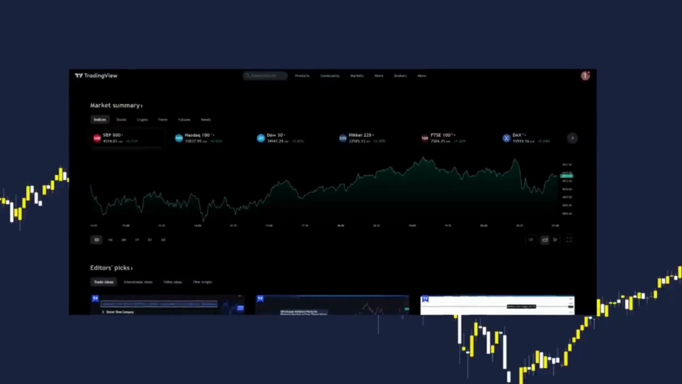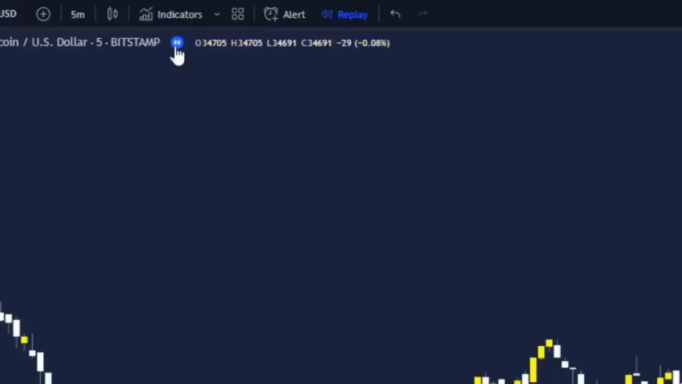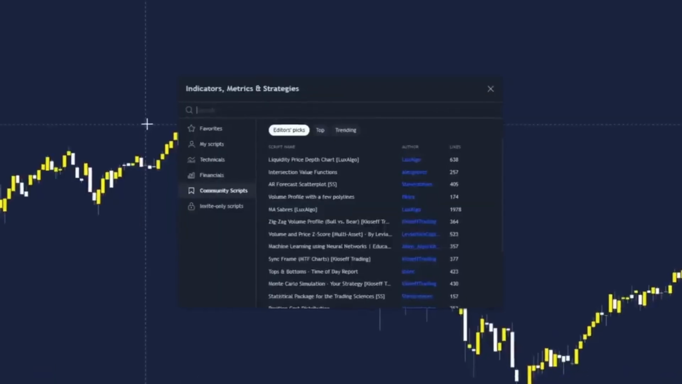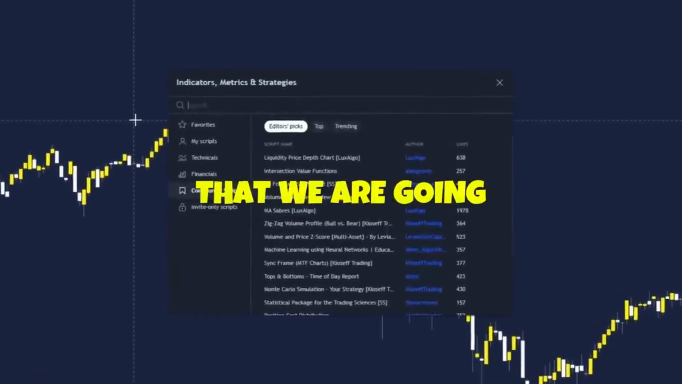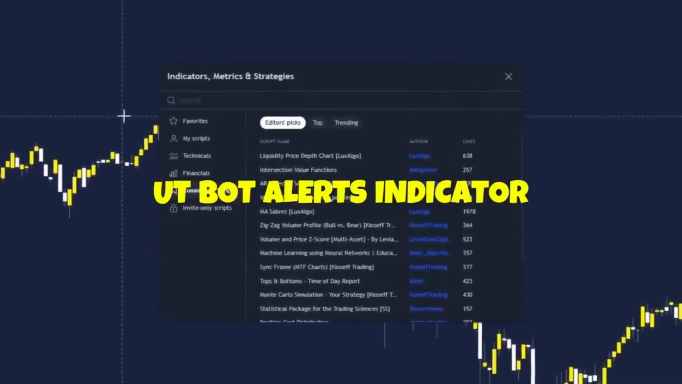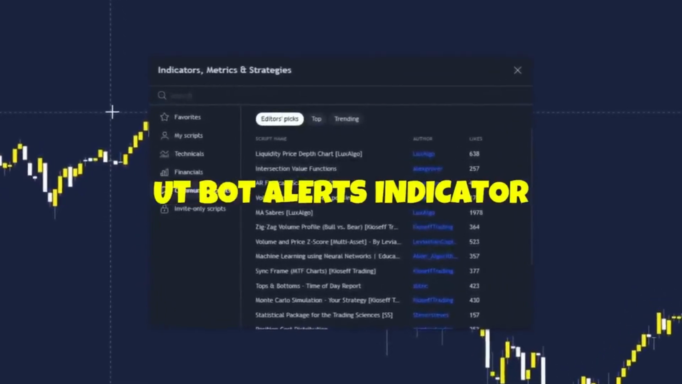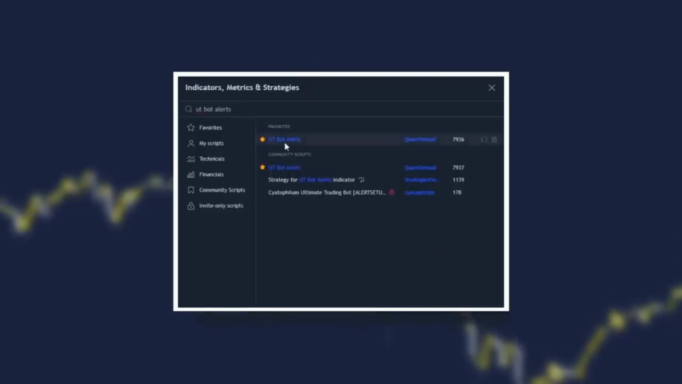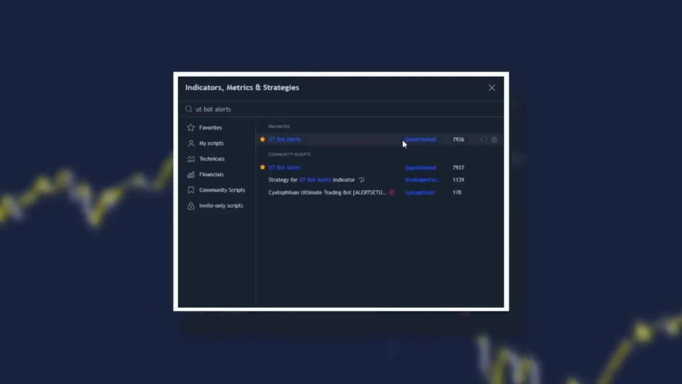So first, you're going to want to go on TradingView.com. Next, we're going to head up to indicators up here. And if you've read the title, the first indicator that we are going to be using is the UT Bot Alerts indicator. So type in UT Bot Alerts and it is this indicator right here by Quant Nomad.